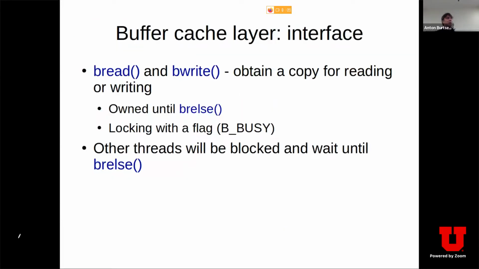The interface of the buffer cache is the following. It has the block read and block write functions. It has another function, brelease, which allows you to release a block. These two functions essentially acquire a lock on a block, and the block is owned until you explicitly call block release.